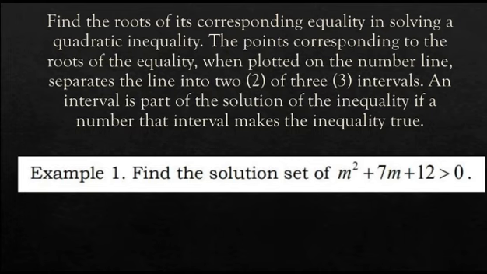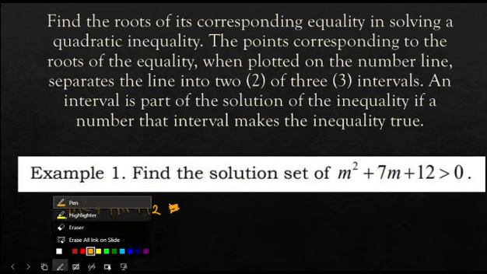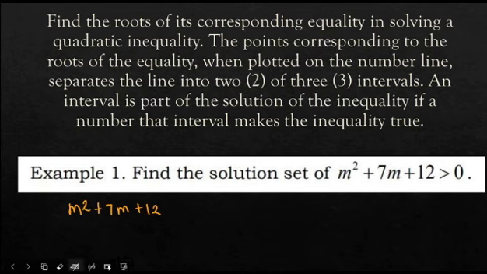So let's start with the first one. Find the solution set of m squared plus 7m plus 12 greater than 0. So the first thing to do is to treat this inequality as an equation. So we write this inequality as an equation. We have m squared plus 7m plus 12 equal to 0.